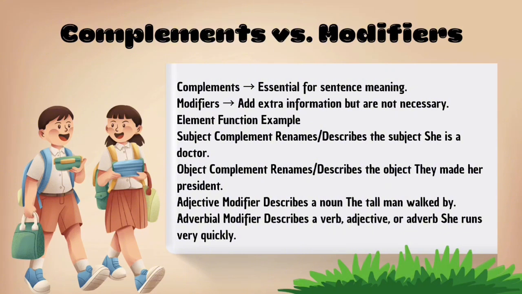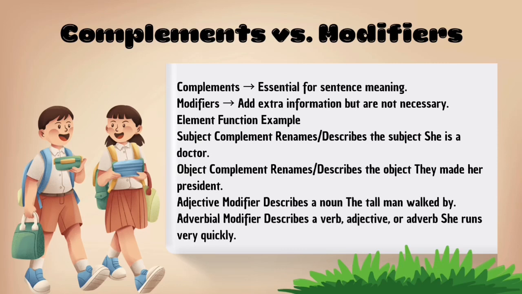Prepositional phrases as modifiers. A prepositional phrase consists of a preposition plus a noun or a pronoun that acts as an adjective or adverb. For example, the book on the table is mine. This tells which book belongs to the subject. The girl with red hair smiled. This tells which girl smiled, with an additive characteristic.